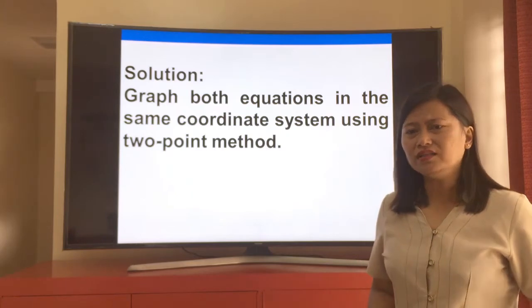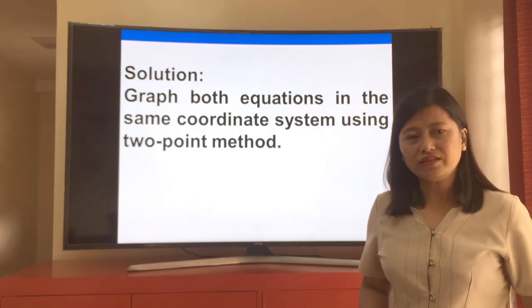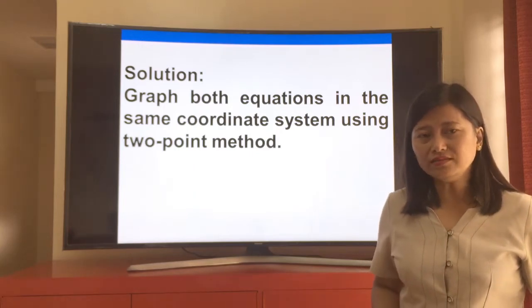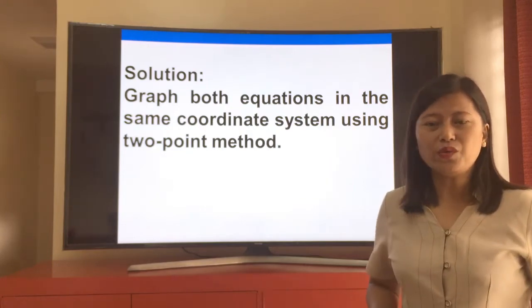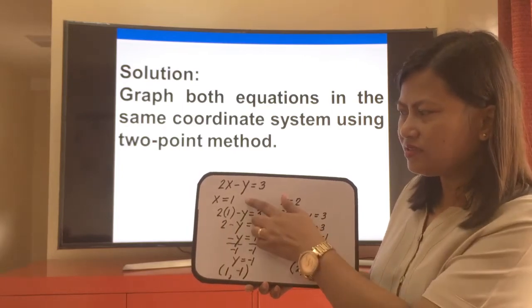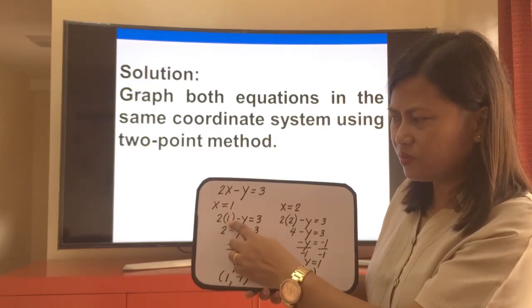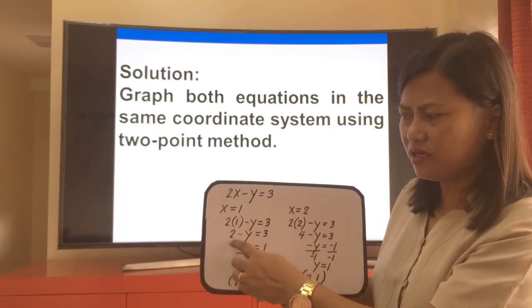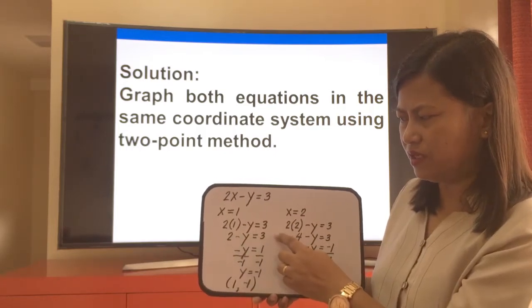Let's say in equation 1, when x is 1, what is y? When x is 2, what is y? Also in equation 2, when x is 1, what is y? When x is 2, what is y? Let's have equation 1. When x is equal to 1, copy 2. Our x is 1 minus y is equal to 3. 2 times 1 is 2. Copy, minus y is equal to 3.